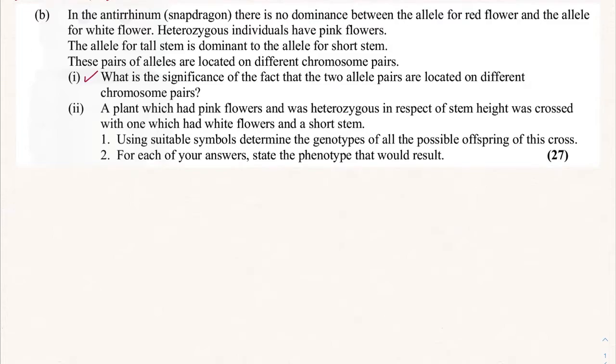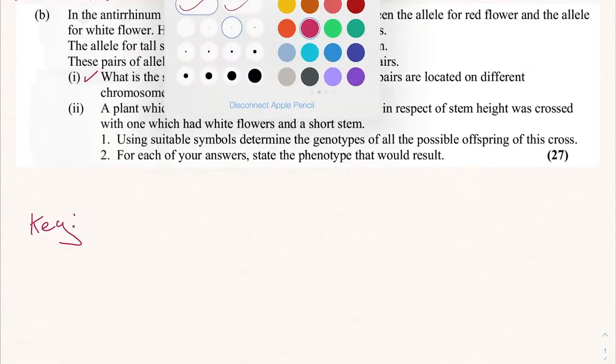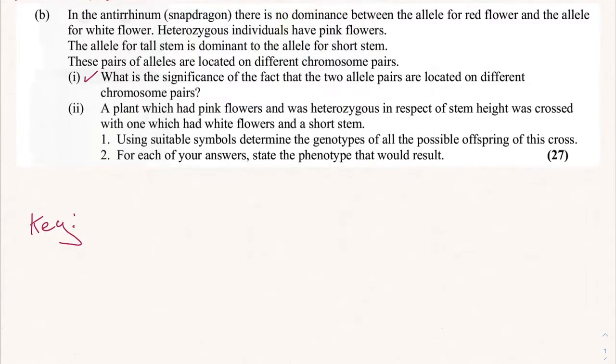So we're given there a plant with pink flowers, heterozygous in respect to stem length and so forth. That's grand. But first, like we always do, we always have to do our key. And again, I can't stress the importance of this key because it will make or break your genetic process. So we'll go to the start there and we'll look at what we're dealing with. And there is no dominance between allele for red flower and allele for white flower. And heterozygous individuals have pink flowers.